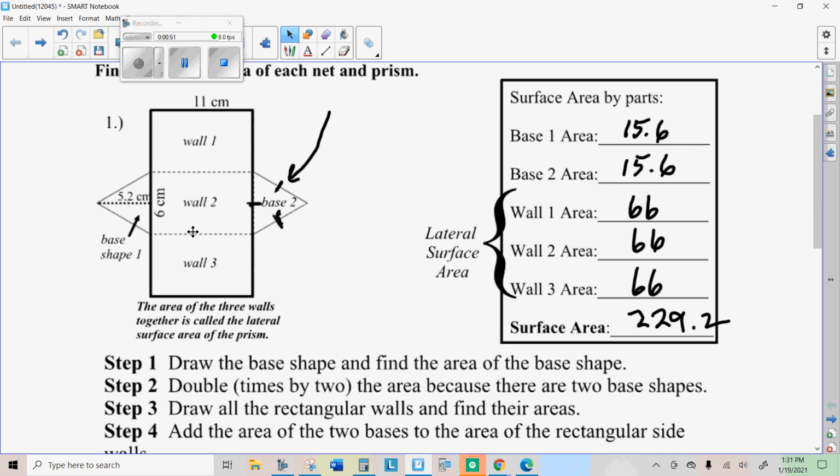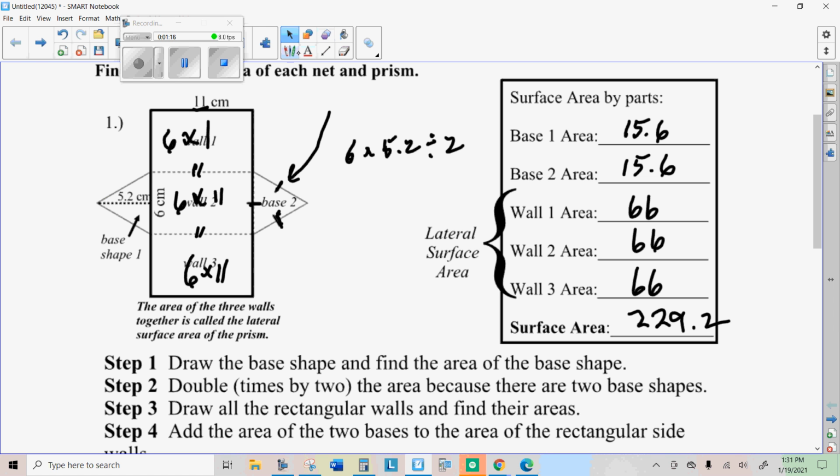Just to go over this quickly, if this is 11 here, then this is 11 here, and this is 11 here, and each of these are 6 by 11. So 6 times 11 on each of them, which is 66. And when you find the area of the triangle, you have to take base, which is 6, times the height, which is 5.2, and then you divide that by 2. And that gives you 15.6.